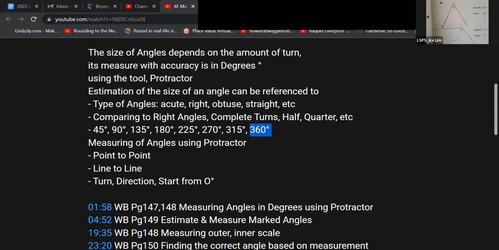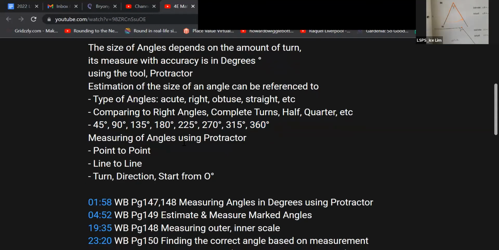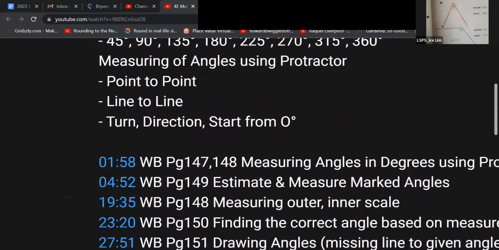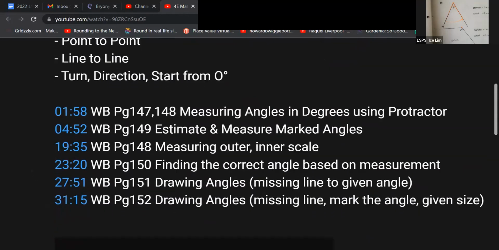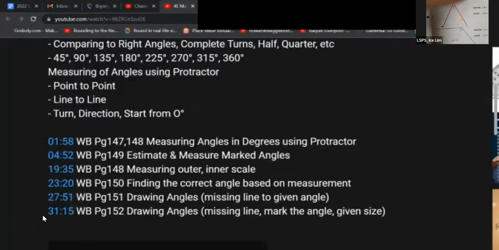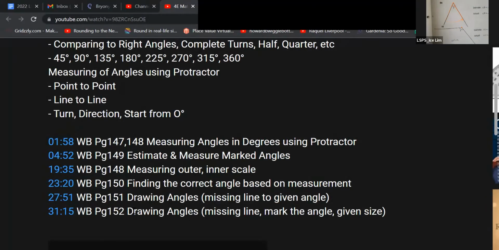Now, we'll be talking more about this tomorrow when we talk about compass direction. So the summary of the measurements using a protractor: point to point, line to line, take out the turn, the direction of the turn, and starting from 0. Then you decide on which scale to use. I put up the video as well. I only go through one example for each page, so you really need to work on the rest on your own. I won't be able to go through all the questions, and you have to be the one trying it out.